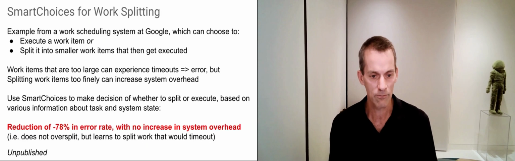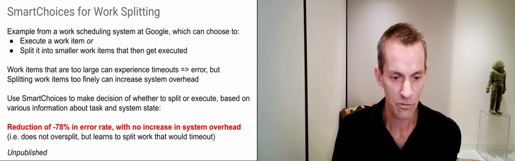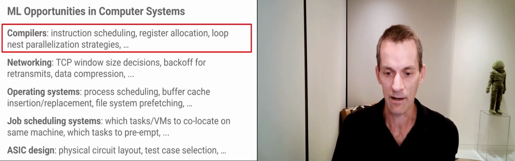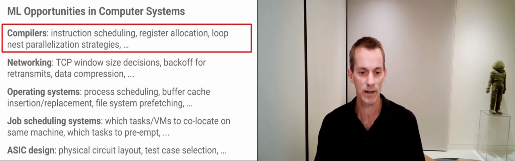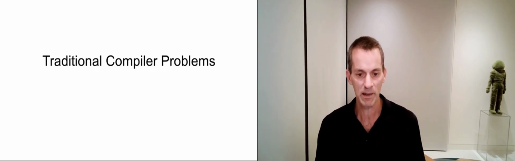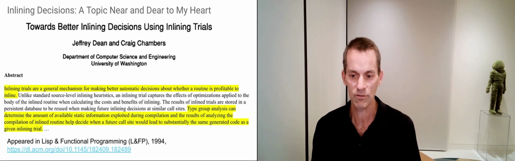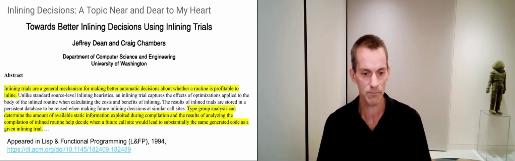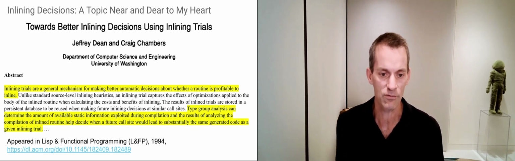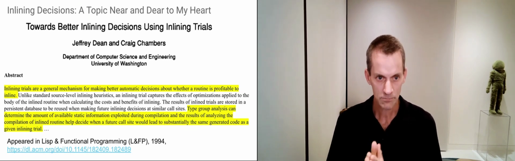And one of the outcomes of this was a reduction of 78% in error rate, but with no increase in system overhead. So basically the system was learning just the right level of splitting to avoid errors, but not to oversplit, which would increase system overhead. That's some unpublished work, but just a flavor of the kinds of things you can use learning for in the middle of computer systems.